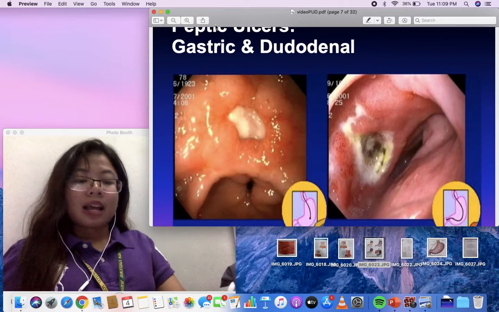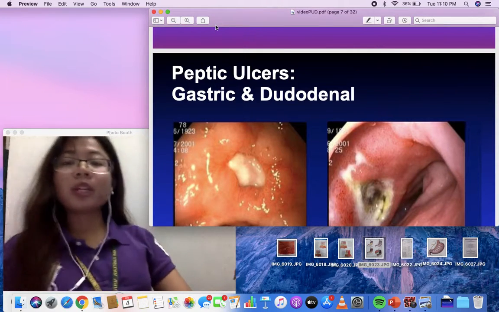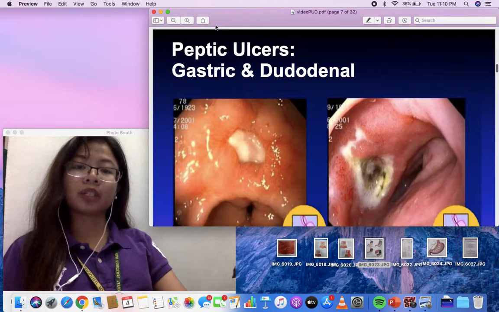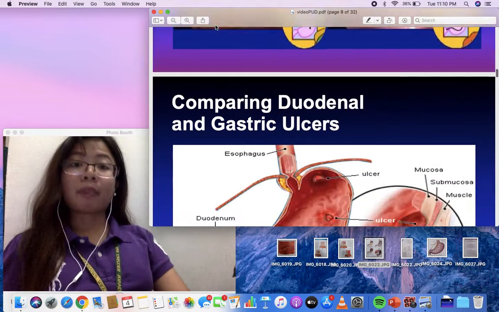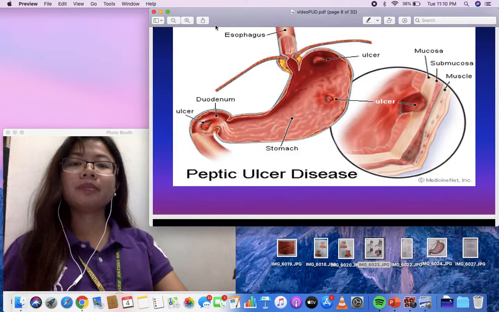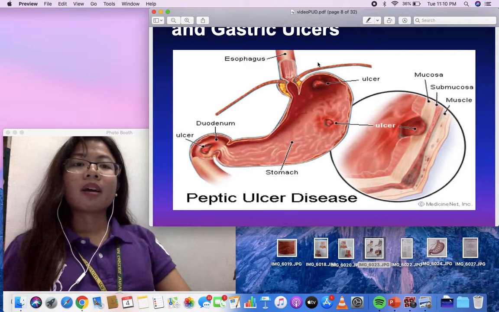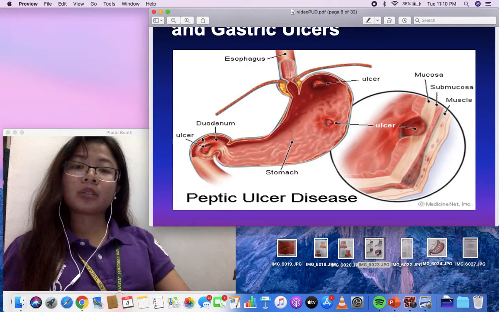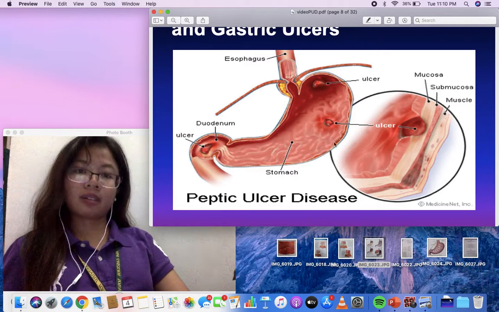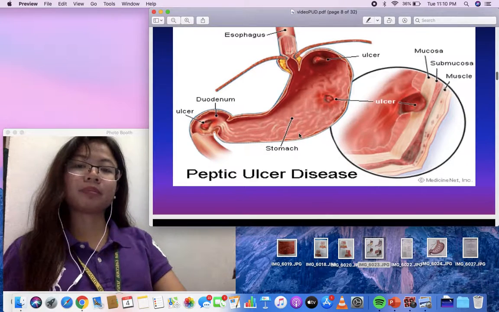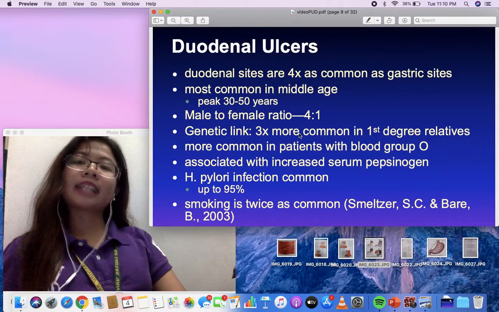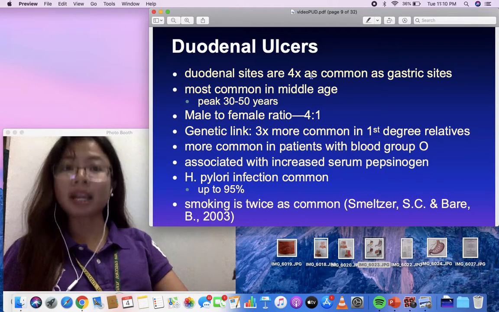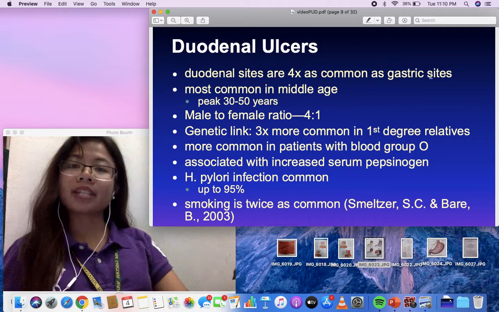So now that we know the pathophysiology of gastric and duodenal ulcer, let's compare. Again, here is the duodenal ulcer, and here is the gastric ulcer. For this slide, the duodenal ulcers: first, duodenal sites are 4 times as common as gastric sites.